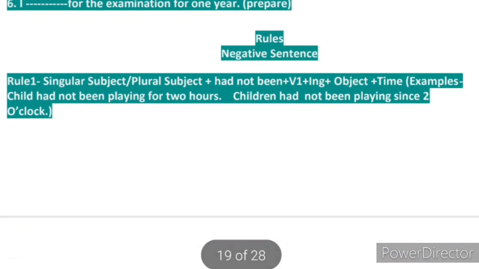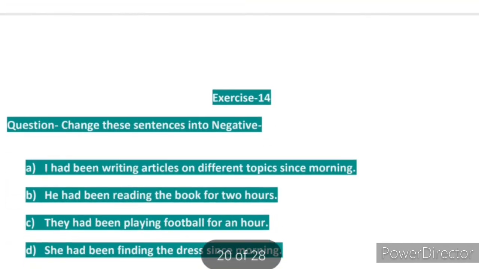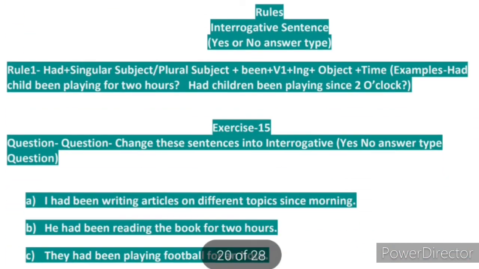Now here is the rule for the negative sentence. We are supposed to add just not in between had been, meaning had not been, and the rest will be the same. So the structure, I'm just reading for you: singular or plural subject plus had not been plus v1 plus ing plus object plus time. For example, child had not been playing for 2 hours, children had not been playing since 2 o'clock. So your exercise you are supposed to solve.